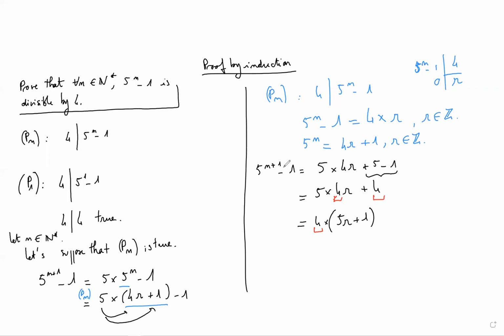So I just wrote 5 to the power of n plus 1 minus 1 as a product of 4 times something. This is an integer. And this is the definition of this being a multiple of 4, which means that 4 divides 5 to the power of n plus 1 minus 1, which means the statement Pn plus 1 is true. So I proved that the statement P1 is true, and that if the statement Pn is true, I used it here, then the statement Pn plus 1 is true. This is my proof by induction. The first domino falls, and then if I make this one fall, then the following one, the next one falls.